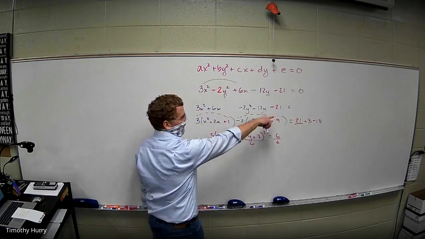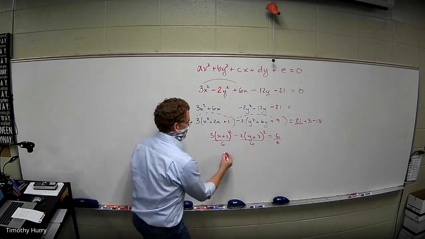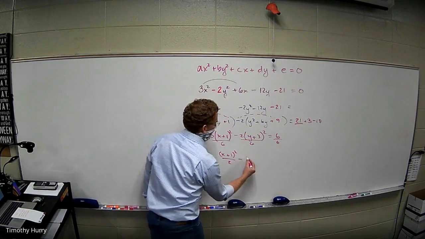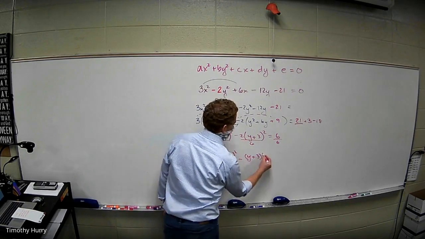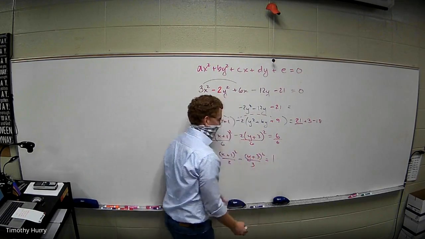Again, I was waiting on that -21 just because I wanted it to work out nicely. So you end up with x plus 1 squared over 2 minus y plus 3 squared over 3 equals 1. And we know that it's a hyperbola.